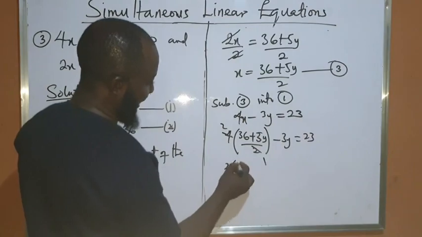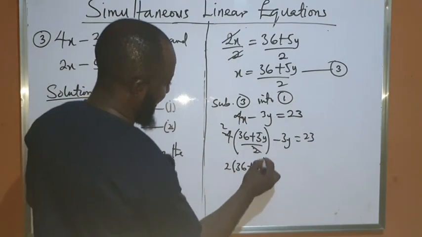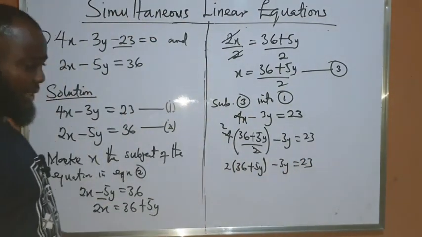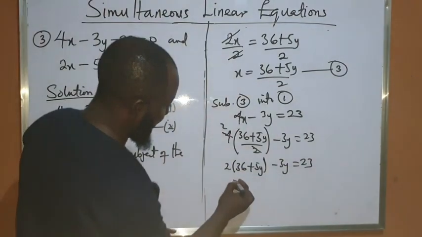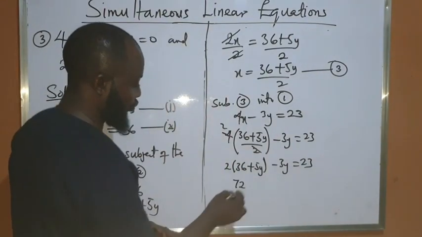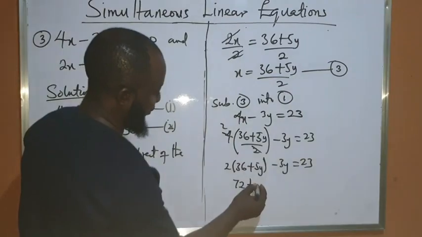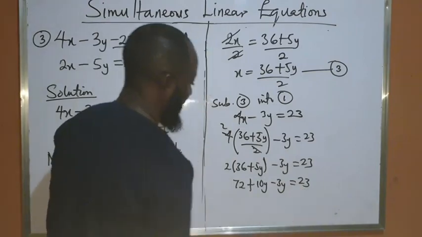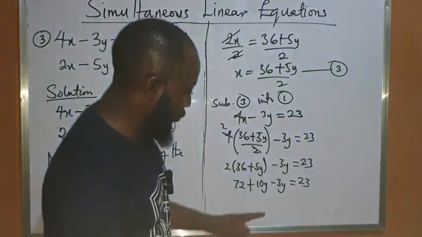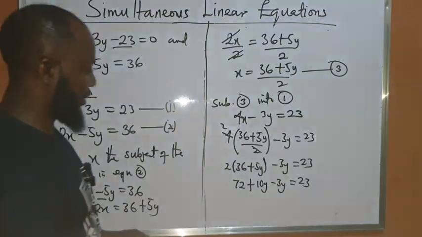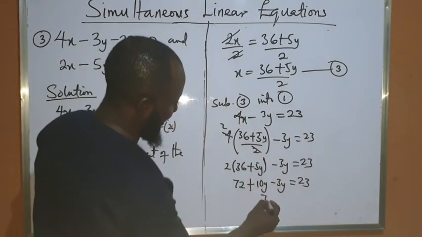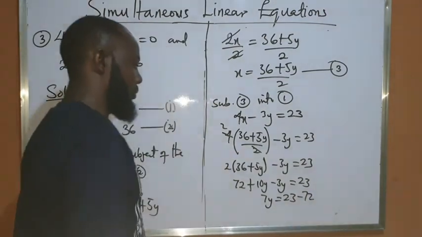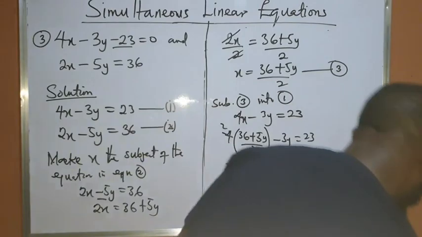That means we have 2 into brackets 36 plus 5y, minus 3y equals 23. So we open the bracket. This is going to give us 72. 2 times 36 is 72, plus 5 times 2, that is 10y, minus 3y equals 23. So we can now see that we only have one variable left, which is y. So we can solve this. This is going to give us 10 minus 3, that is 7y equals 23 minus 72. Are you with me?